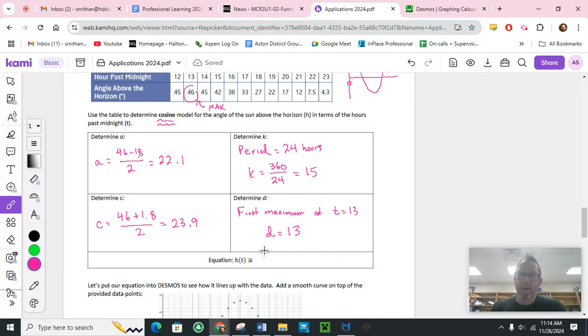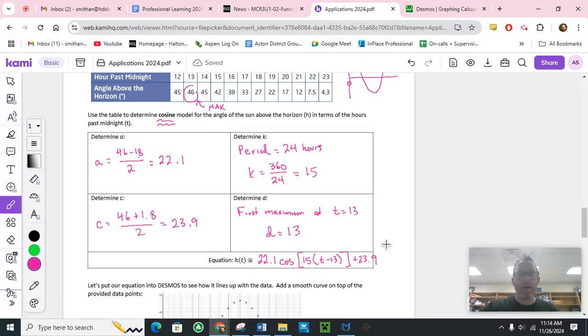So we're making a cosine equation here. Our amplitude, 22.1, times the cosine. Our k value is 15. We said our d value should be using t minus 13, plus 23.9. So we've modeled some real-world periodic data with a function.